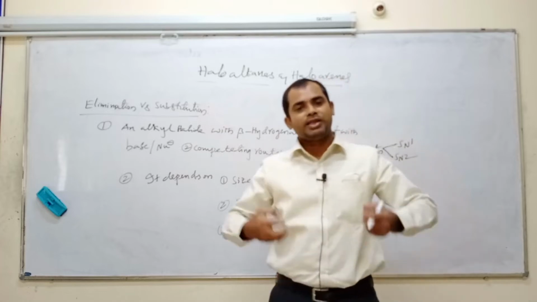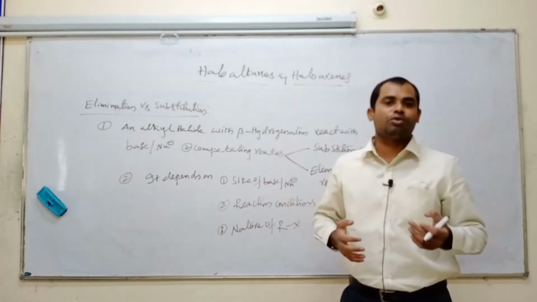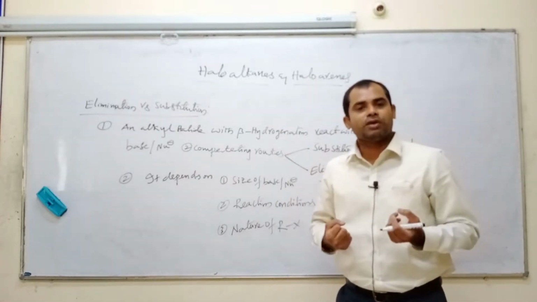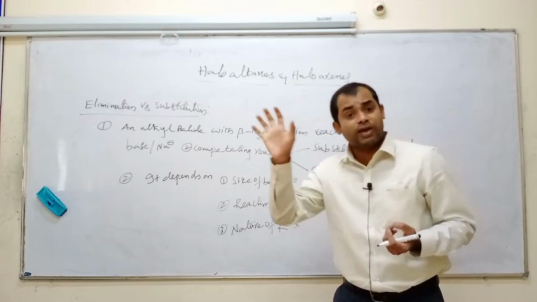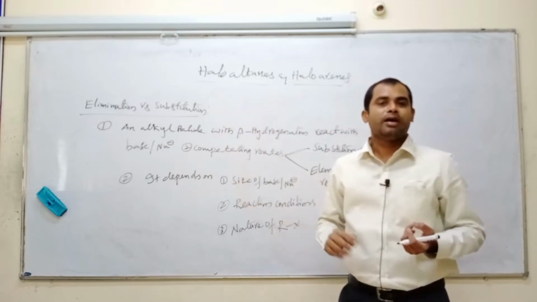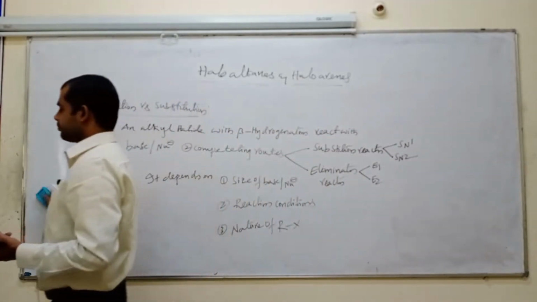Suppose the nucleophile is bulky. Bulky nucleophile means what? More size of the nucleophile. If the bulkier nucleophile is there, it will act as a base which always abstracts the proton from the tetravalent carbon atom. Always abstracting. So we can see one example.